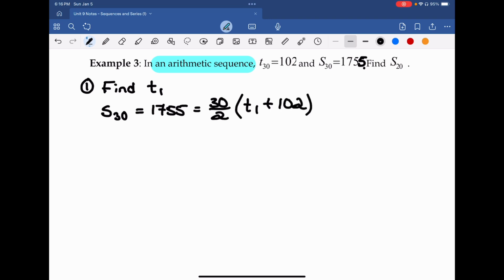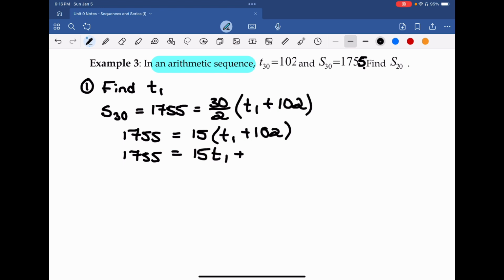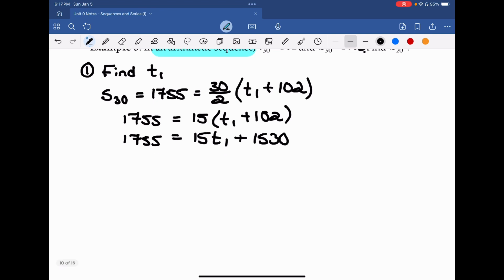Awesome. Okay, now from here, I'm just going to expand this out and say, well, 1755 is equal to 15 times the T1 plus 102. We're going to take that one step further. 1755 is equal to 15T1 plus 1530 when I multiply 15 times 102.